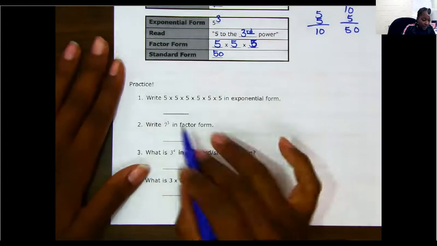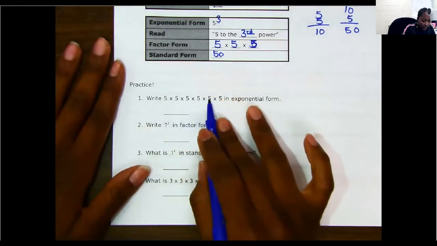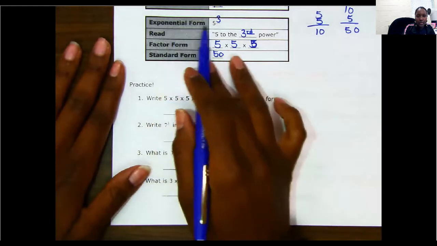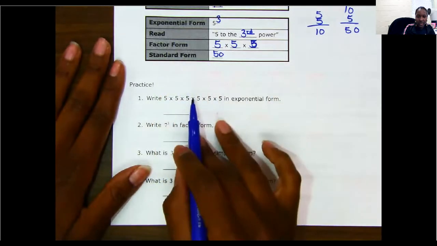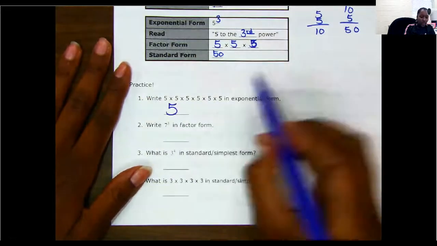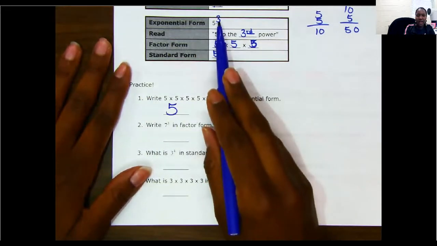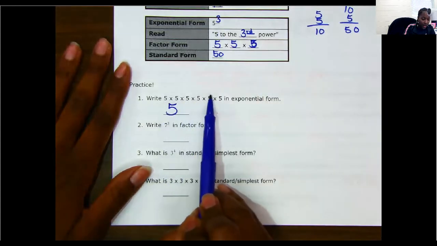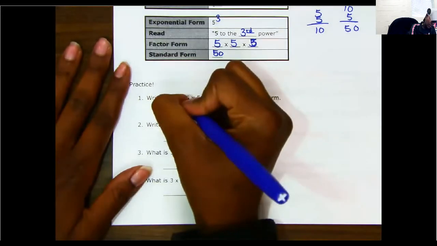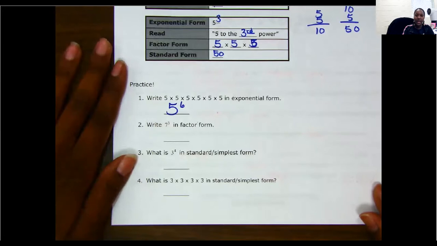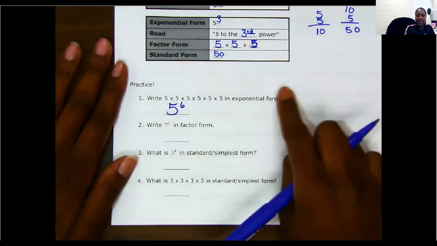It says write 5 times 5 times 5 times 5 times 5 times 5 in exponential form. Remember, exponential form is when we take the base. The base happens to be a 5 because that's what's being repeated. And I'm going to put how many times I see that 5. So let's count. 1, 2, 3, 4, 5, 6. So this is going to be 5 to the power of 6. I multiplied the 5 6 times. That's exponential form.